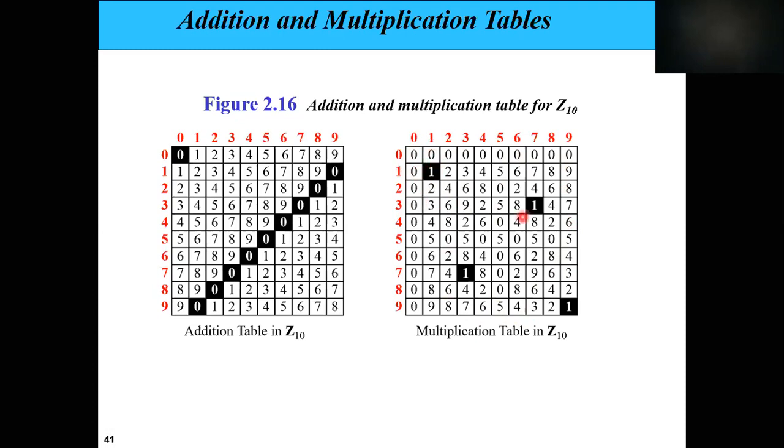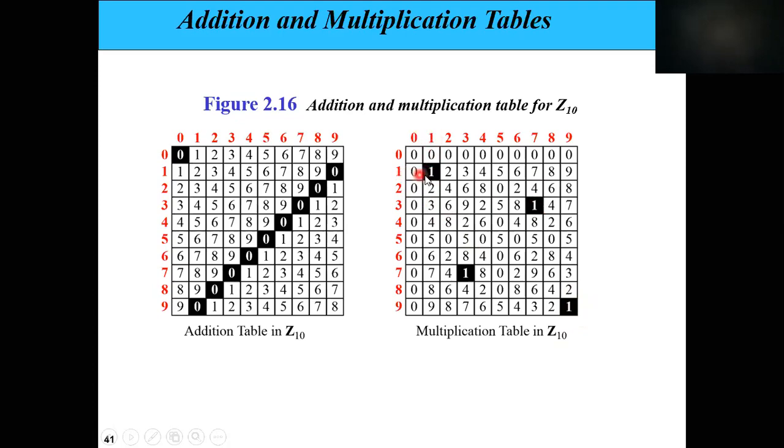So the multiplicative inverse of 3 is 7. The multiplicative inverse of 7 is 3. Also, the multiplicative inverse of 9 is 9. If you can see over here, if you multiply 9 with 9, the result is 1 under mod 10. So the inverse of 1 is 1, the inverse of 3 is 7. So all those rows and columns consist of 1 and corresponding elements.